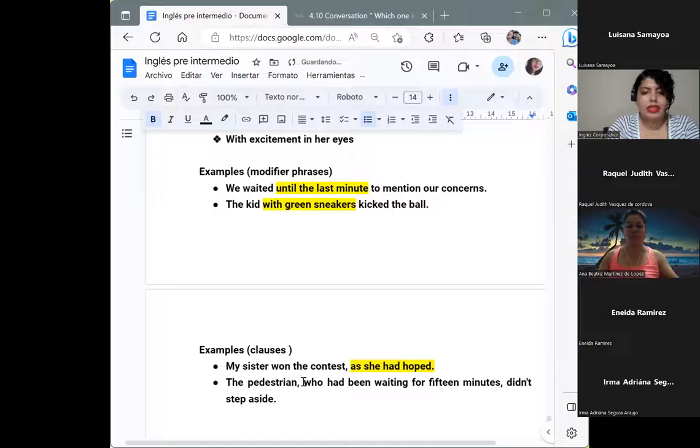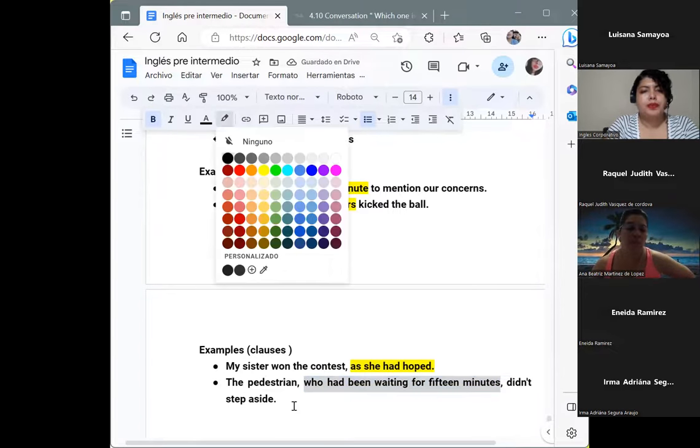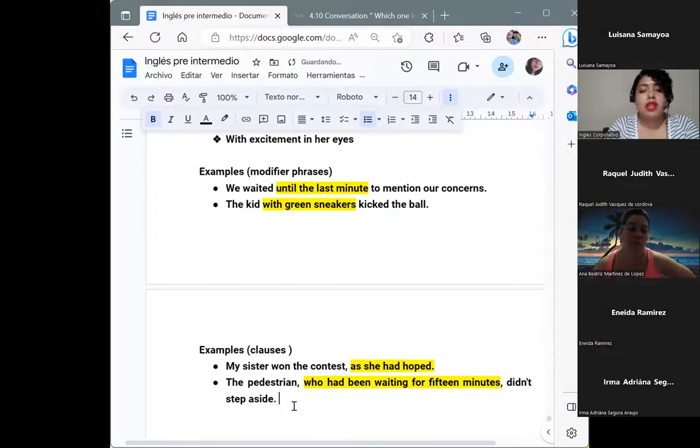En este caso, esta de acá es nuestra cláusula que le estamos agregando. Podríamos decir, the pedestrian didn't step aside. El peatón no cruzó, ¿verdad? No caminó, no se pasó la calle. Y hasta ahí estaría bien. Pero en nuestra oración dice, the pedestrian who had been waiting for 15 minutes didn't step aside. El peatón que estuvo esperando por 15 minutos no se pasó la calle.